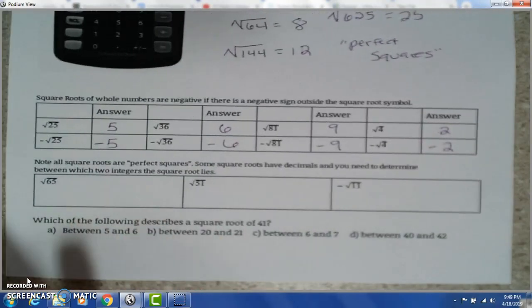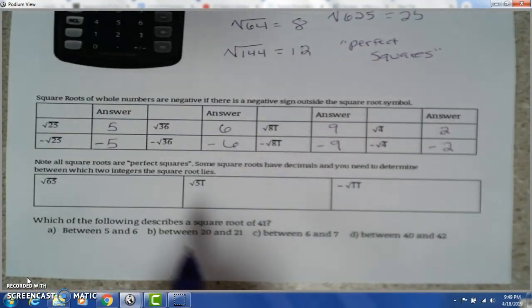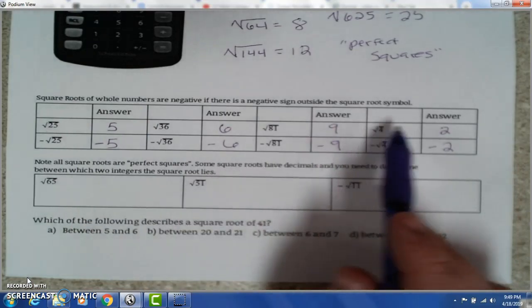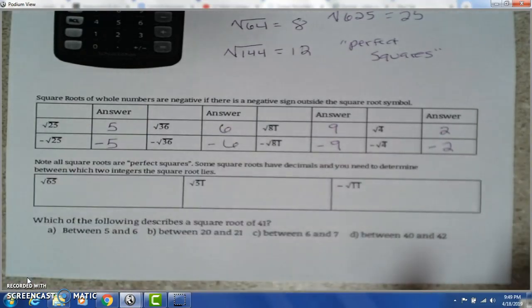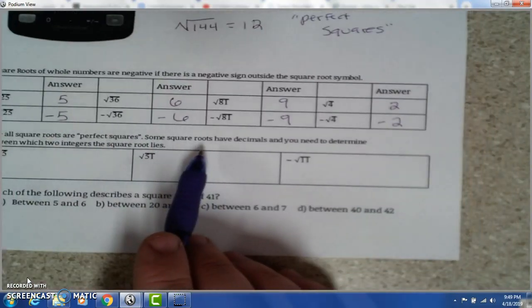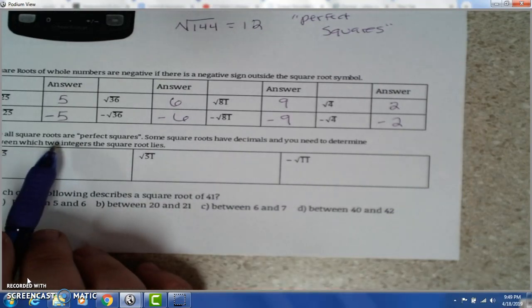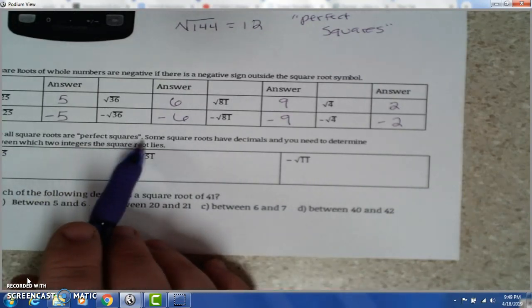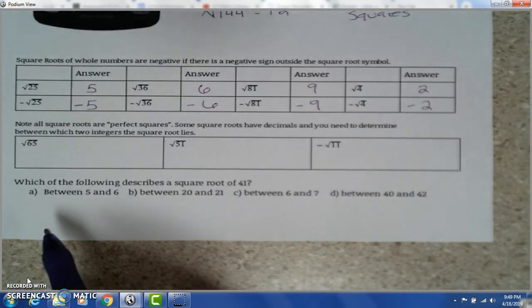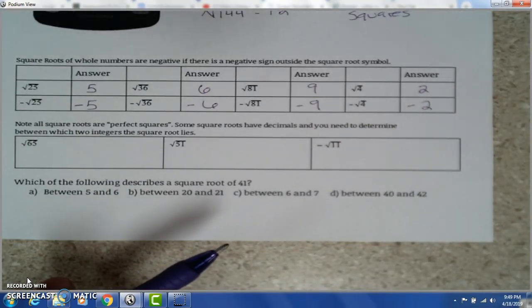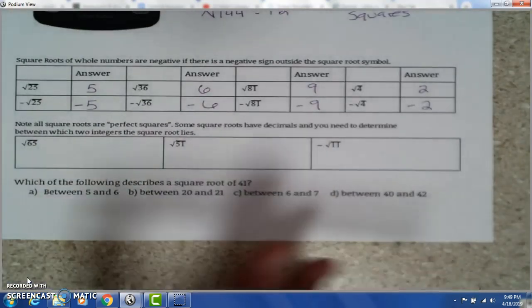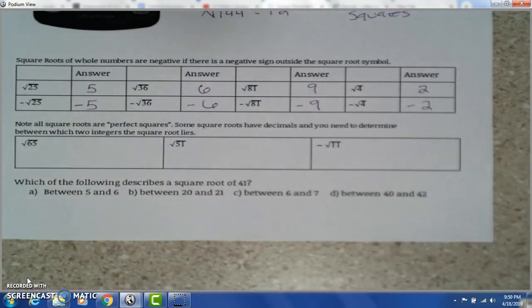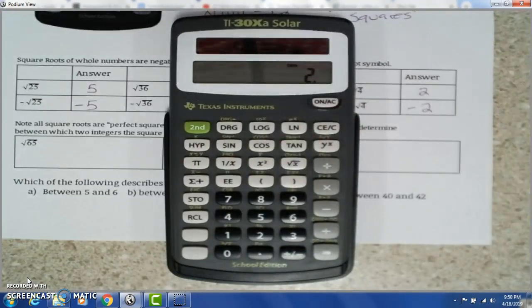Now, not all square roots are perfect squares, meaning they give you 5, 6, 9, or 2. Some give you decimals, and you need to be able to determine between which two integers the square root lies. For example, if I had $8.59, I have between $8 and $9. So you need to know where they fall on a number line.